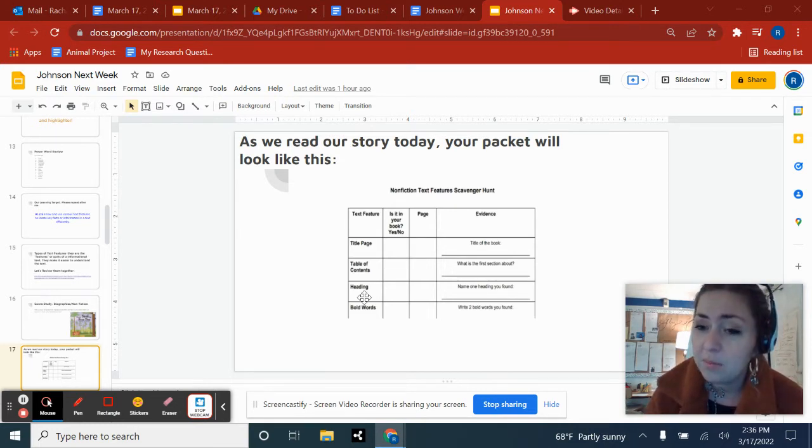So look and see if you can help me find any headings. Okay, I see one right here. The heading is blah, blah, blah. Yes, it's in my book. It's on page blah, blah, blah.